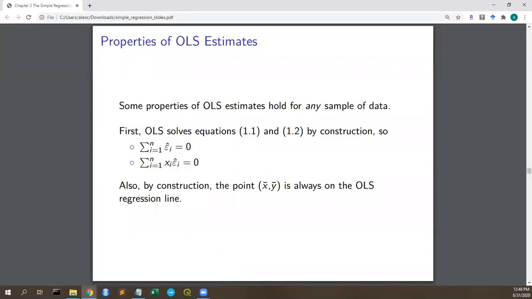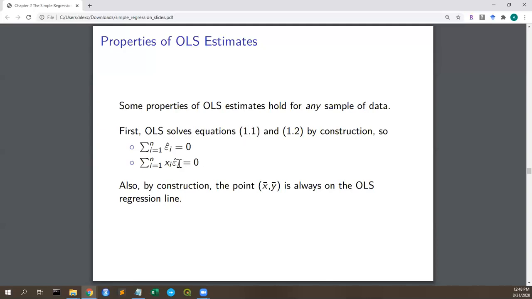Hello, everybody. This is going to be lecture 4 of module 3, where we talk about the properties of OLS estimates. So the first thing we're going to talk about is OLS is going to solve equations 1.1 and 1.2 by construction. So for example, we have the sum of the predicted error terms is going to equal 0. So this is, again, just saying the expectation of the error term is going to equal 0. So that's what we saw a while ago in equation 1.1.